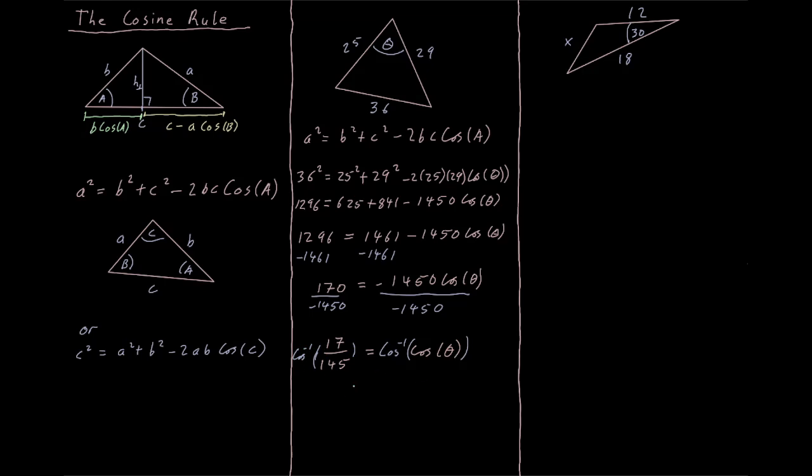So inverse cosine of 17 all over 145 is just a calculator job, and I end up with 83.2671 to 4 decimal places is equal to theta. Now we don't normally give an answer like that, so I'm going to round that to the nearest degree. So that to the nearest degree is going to be 83 degrees for theta.